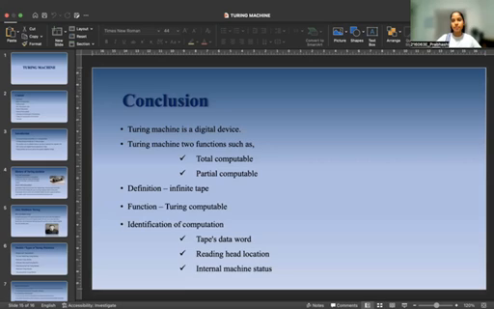Hi everyone, I'm Prabhashi, 216063E. I've done the advantages and disadvantages part of this presentation.